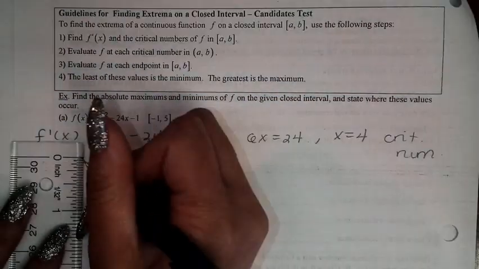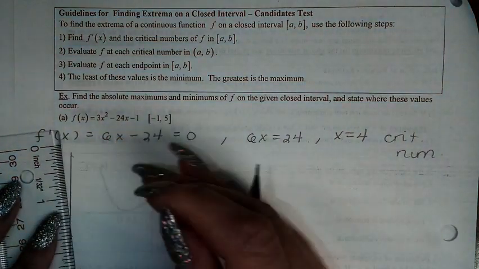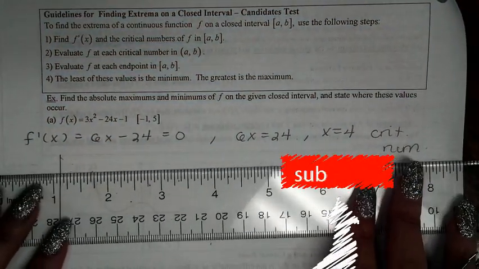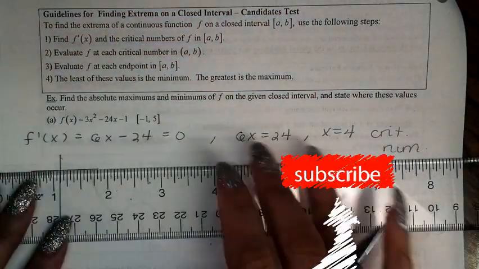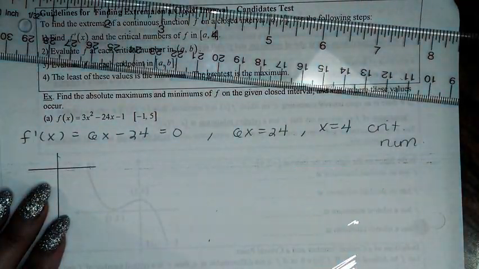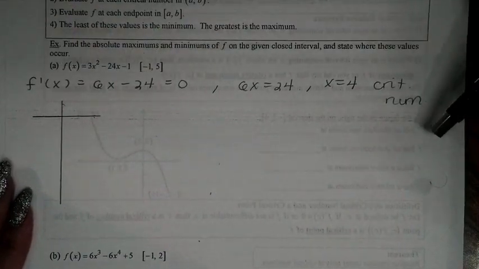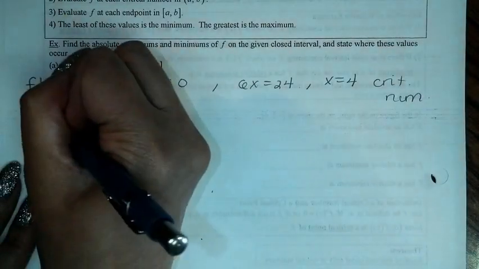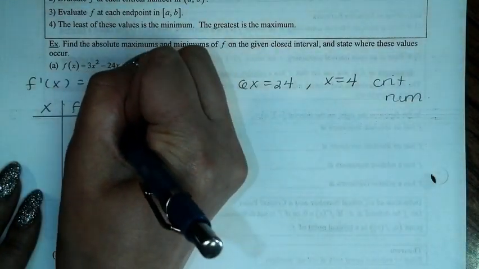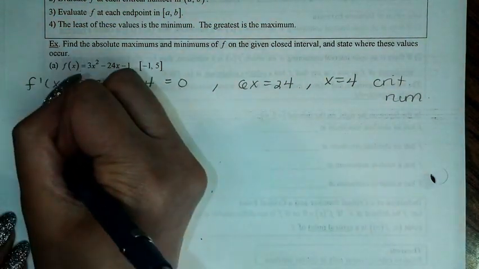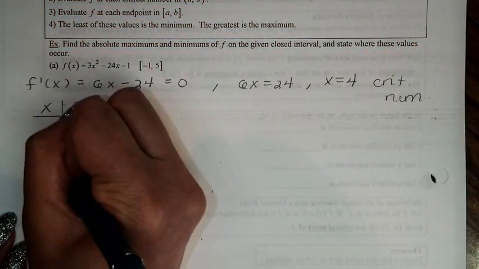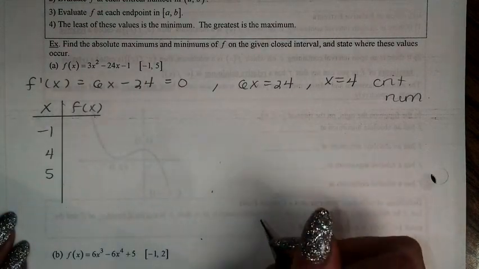What I do is I create this beautiful table so I keep everything organized and very simple for me, okay? So you can see that here I have my table. So what's the business here? What you're going to do is put the candidates. That's why they call it the candidates test. What are the candidates? Negative 1, your critical number 4, and the other extreme, which is 5.